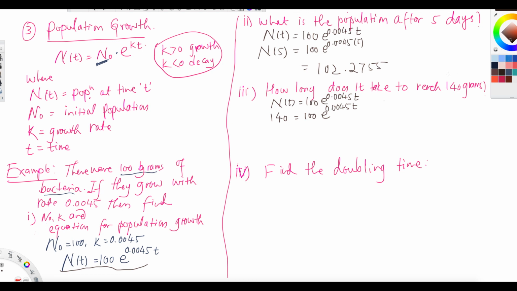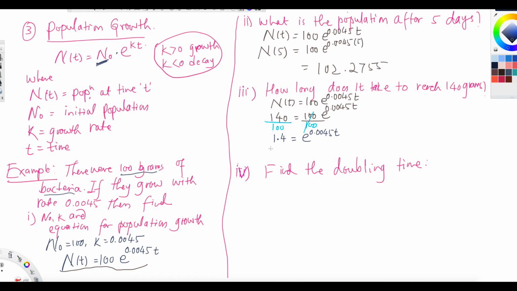What do you get? If you divide both sides by 100, that will cancel out, right? So you will get 1.4 equals e to the 0.0045 t. You see that? Now what you need to do is solve for t. So we need to take ln on both sides.